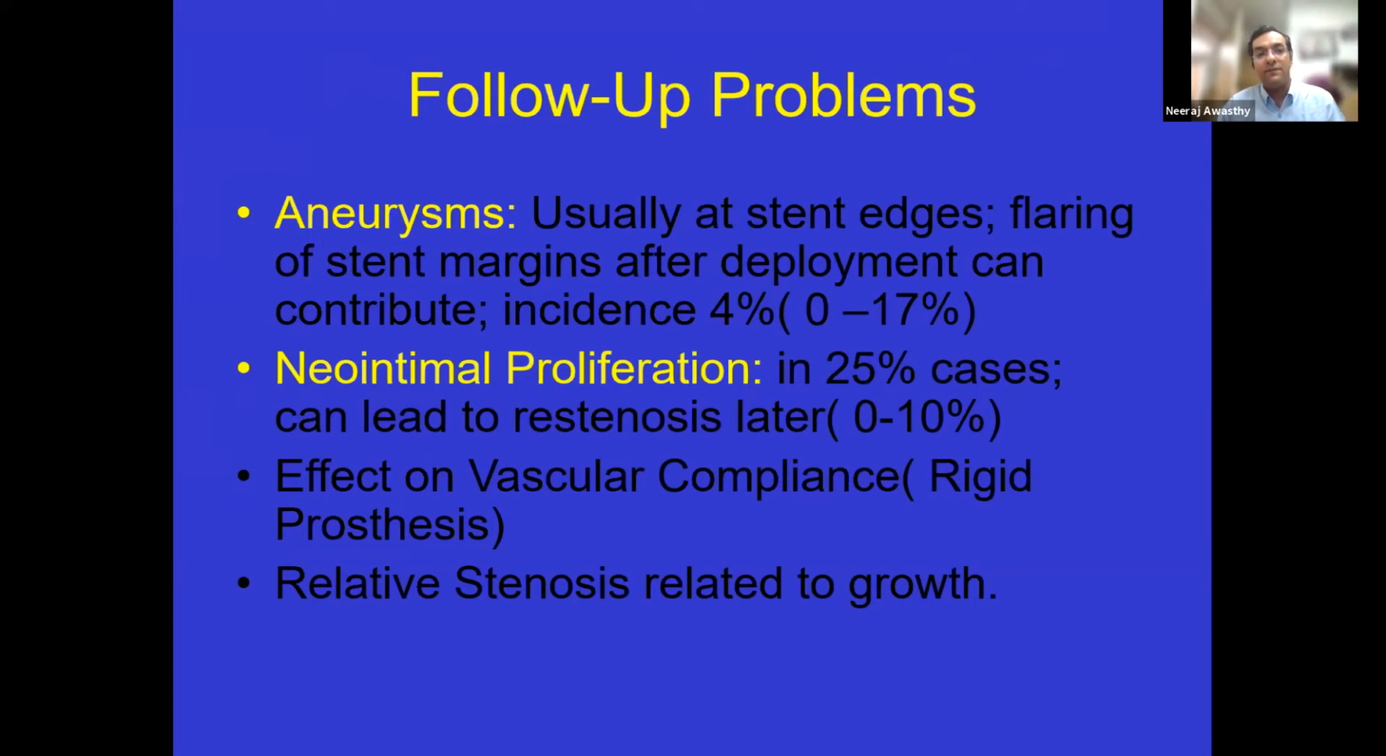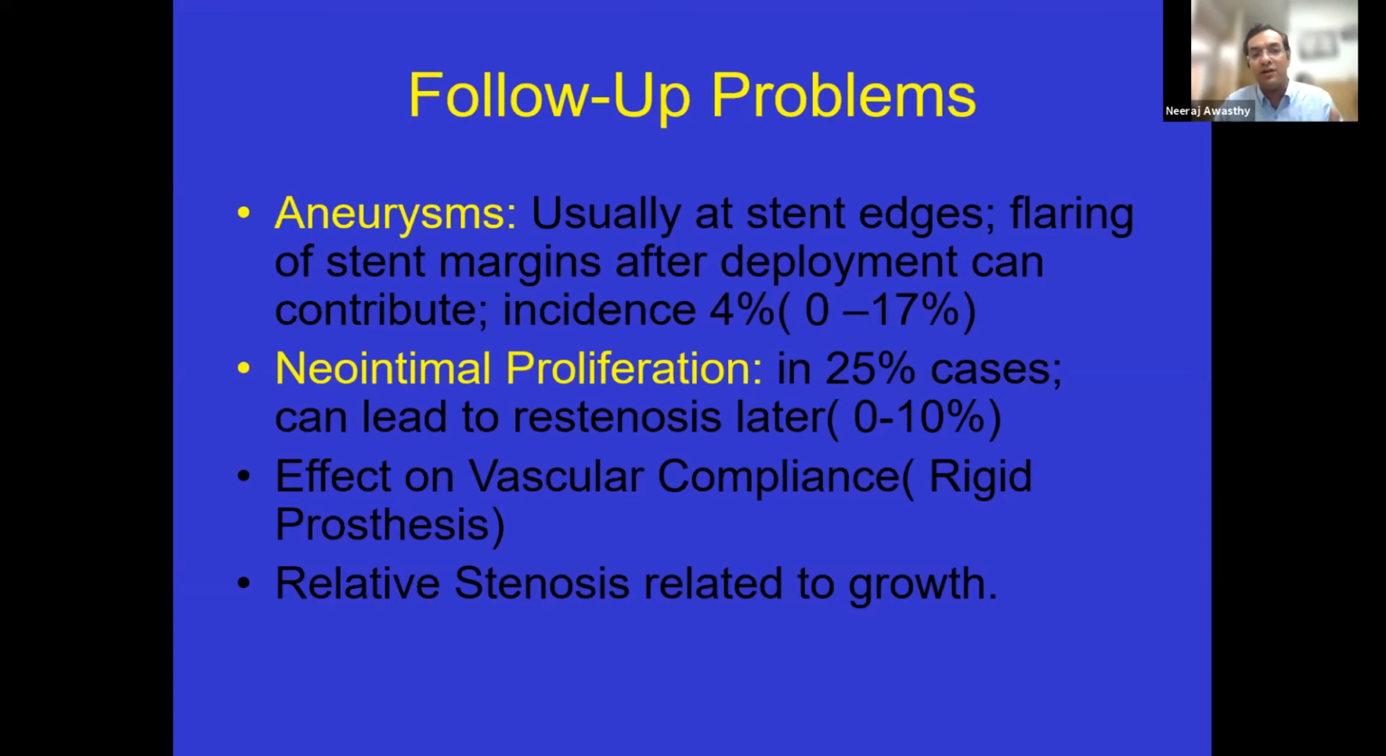The follow-up includes aneurysm, usually at stent edges, and flaring of the stent margin after deployment, as was done in one of our cases when we were in trouble. We should keep a close follow-up. The incidence is just 4%, but we know these margins could impinge on the proximal segment and cause aneurysms. Neo-intimal proliferation is seen in 25% of the cases, and this is one of the causes of the stent getting narrowed, as was demonstrated in the previous case, because it can lead to local stent complications.